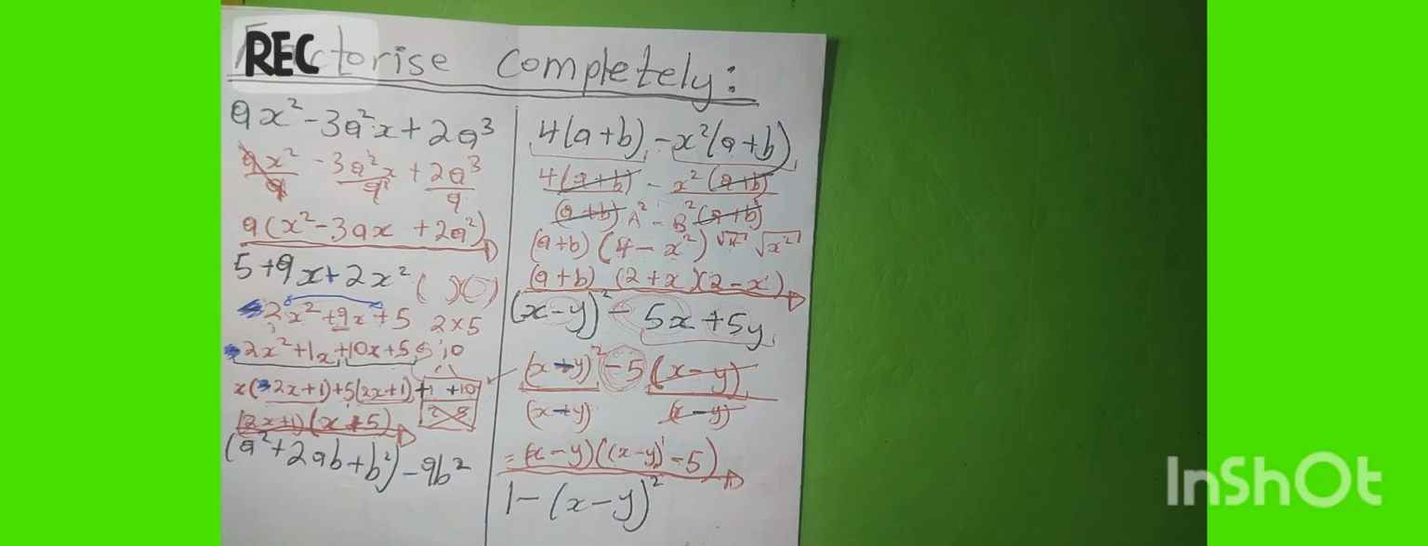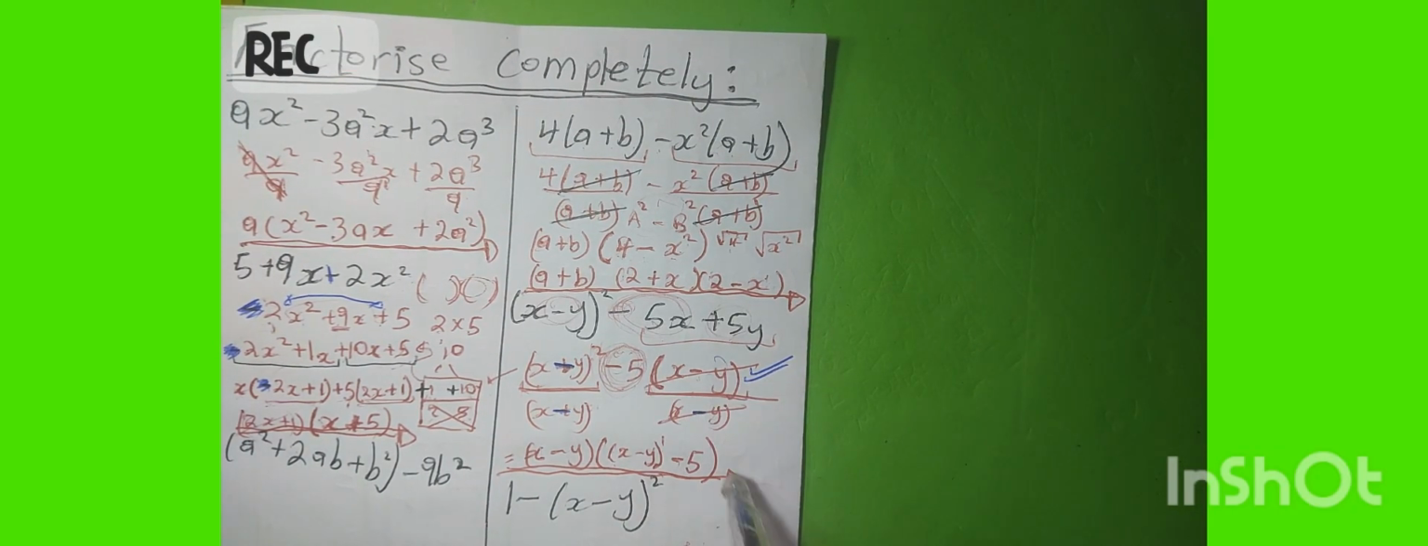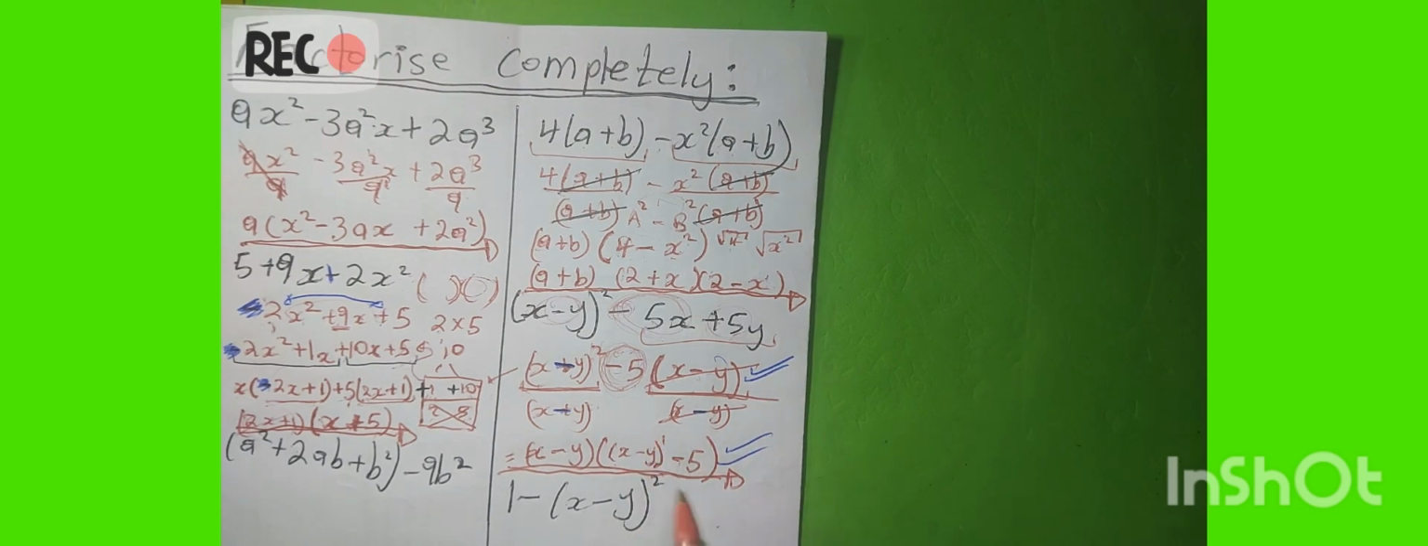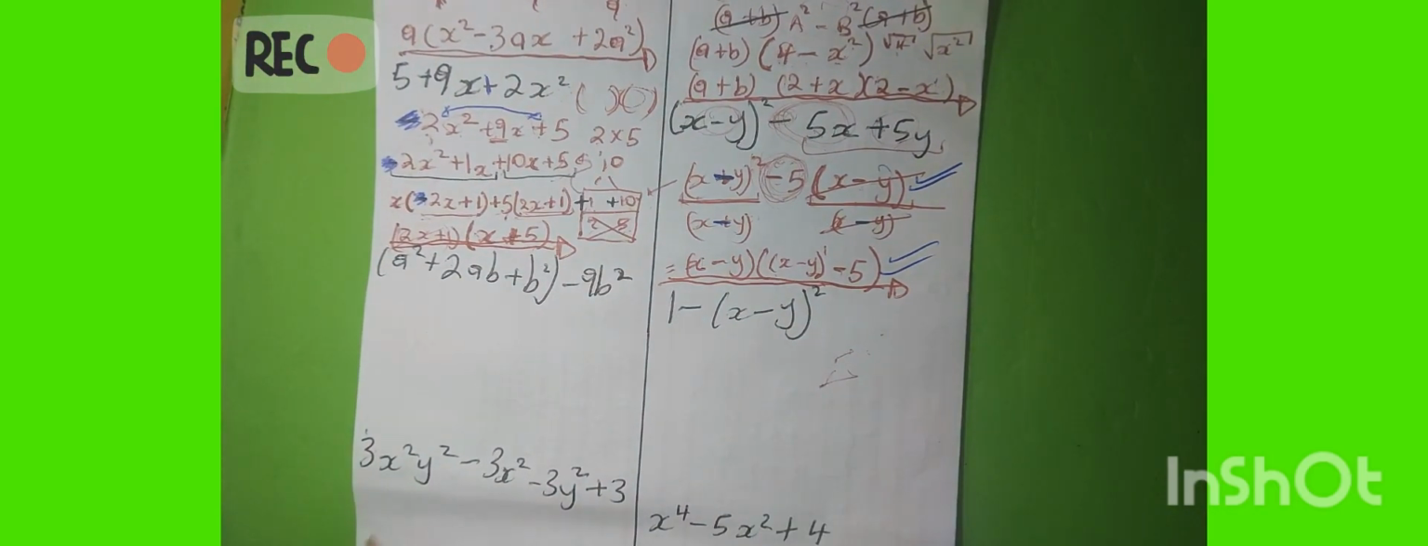Meaning those marks, they will come from here, taking a common factor here and also taking another common factor. So this kind of question, guys, please take note about them. They are not easy. So now let me also show you this one.